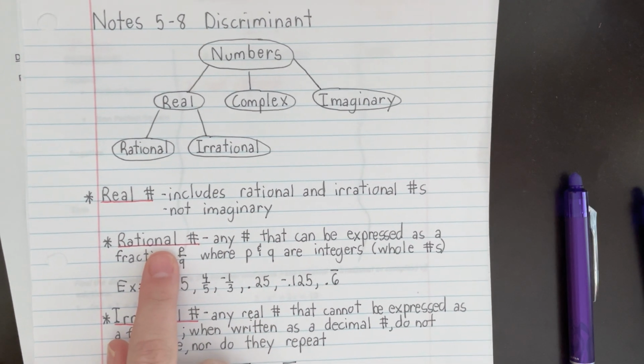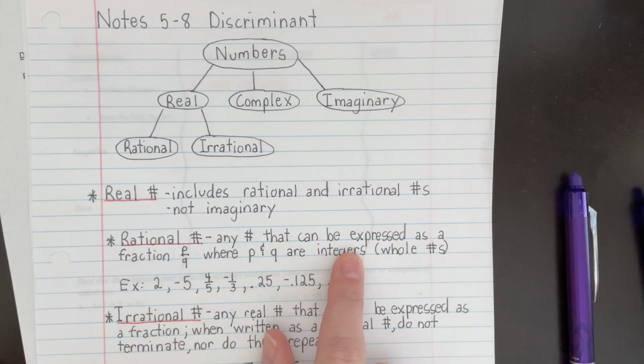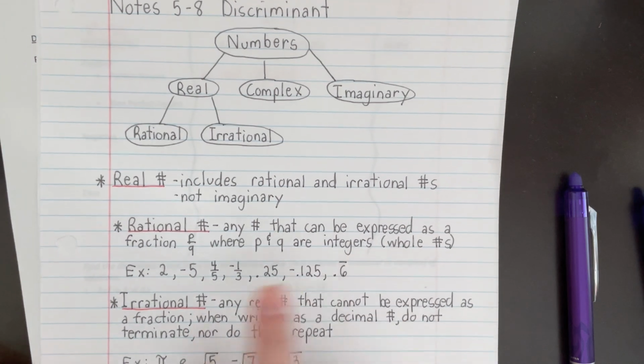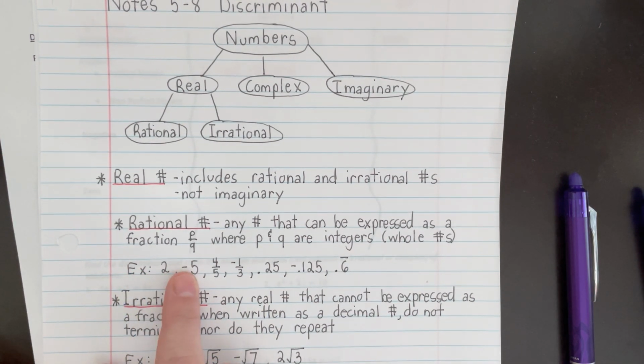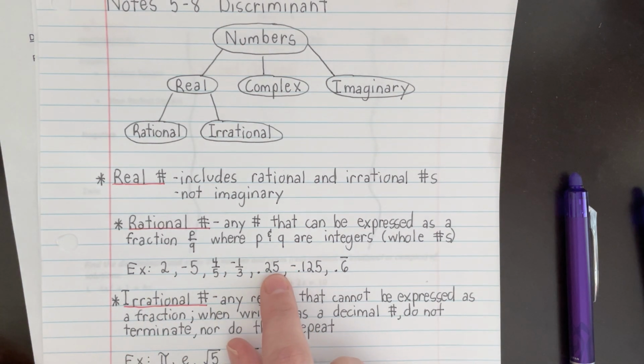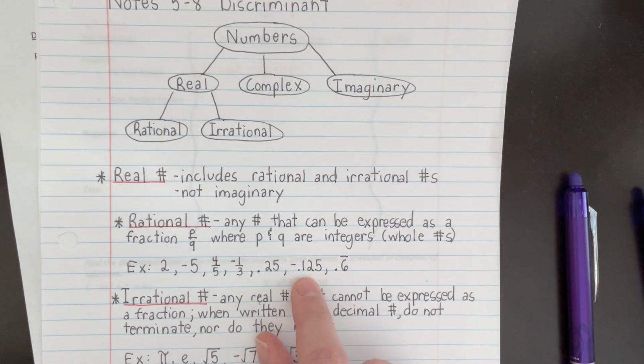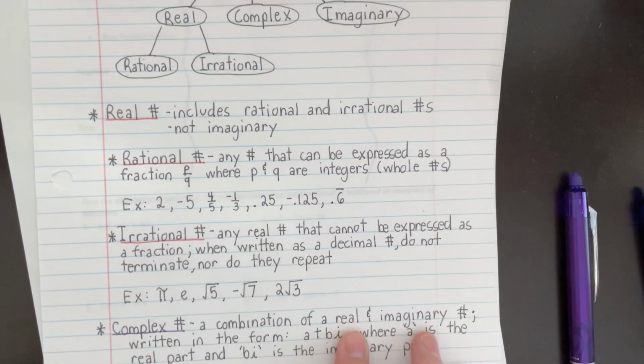Okay, a rational number is any number that can be expressed as a fraction, p over q, where p and q are integers or whole numbers. Some examples of rational numbers are 2, -5, 4/5, -1/3, because we can write all of these as a whole number over a whole number. -5 could be -5 over 1, 2 could be 2 over 1. 0.25 can be rewritten as 1/4, and so on and so forth, okay? 0.6 repeating, remember that little line up there means repeating, is the same thing as 2/3. So all of these decimals can be rewritten as a fraction, okay?